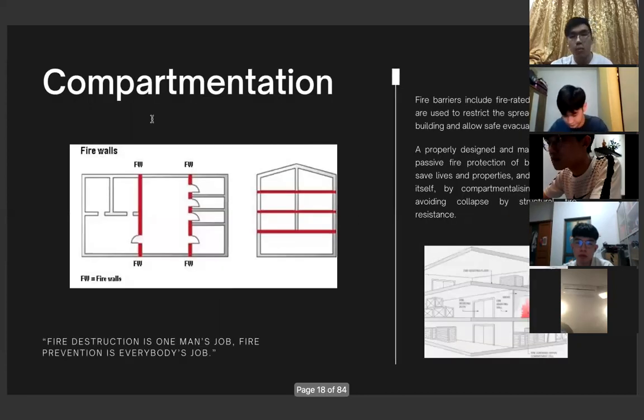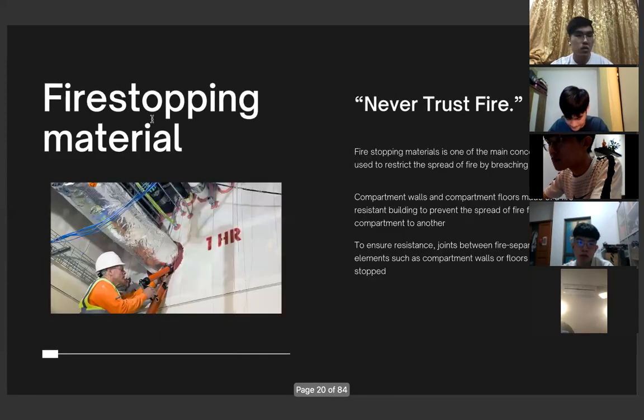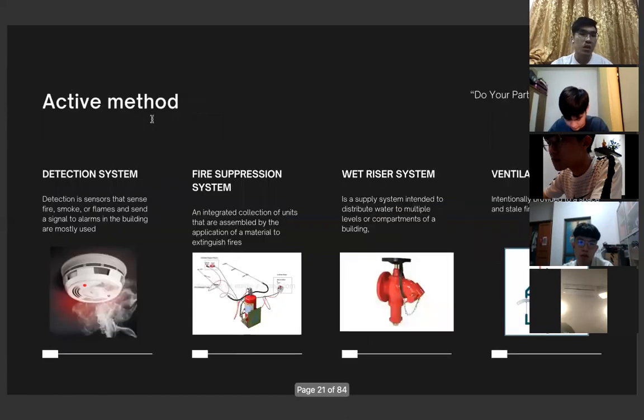The second one will be compartmentation. Fire barriers, including fire-rated floors, are used to restrict the spread of fire in a building. Opening protection is to ensure fire resistance. Fire doors and windows are mounted at the openings of fire barriers. Fire stopping material is one of the main concerns, which is used to restrict the spread of fire through breaches of the fire barrier. For the active method, there are 8 main types of method.